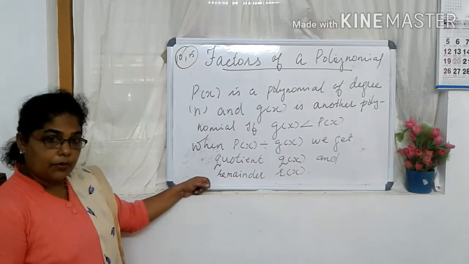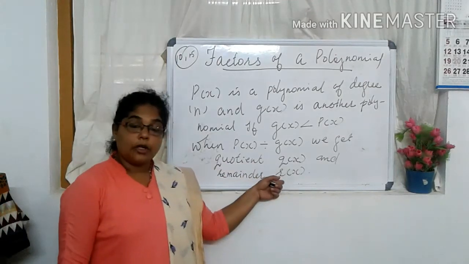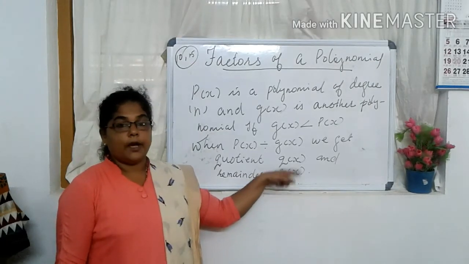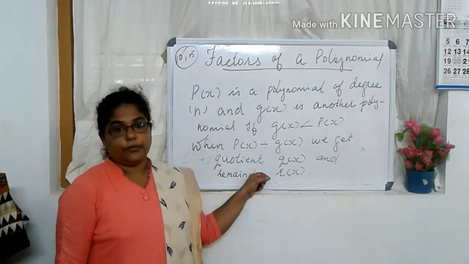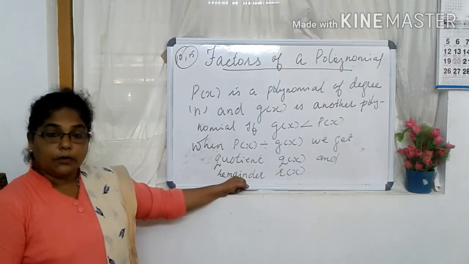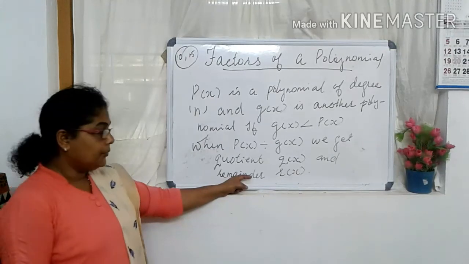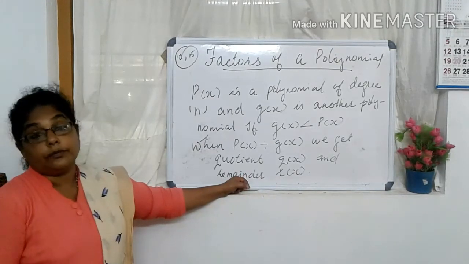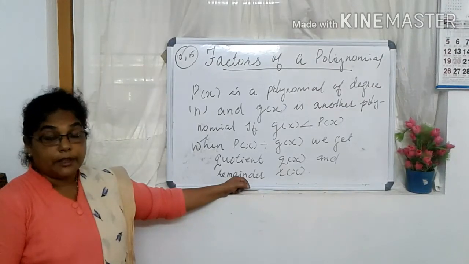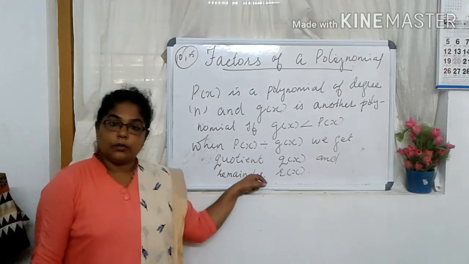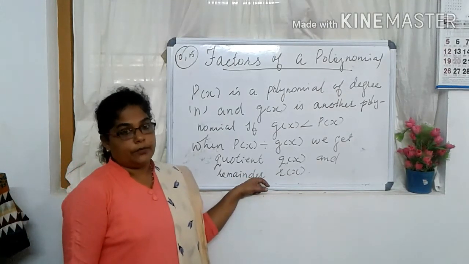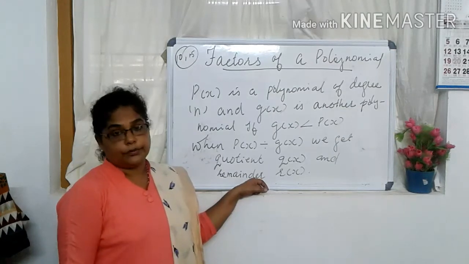Now we come to a point. If the remainder r of x is equal to 0, then g of x is a factor of p of x. Repeat all of you. When the remainder r of x is equal to 0, then g of x is called a factor of p of x. Now, repeat one more time. When the remainder r of x is equal to 0, then g of x is a factor of p of x. That you have to write in your notebook.